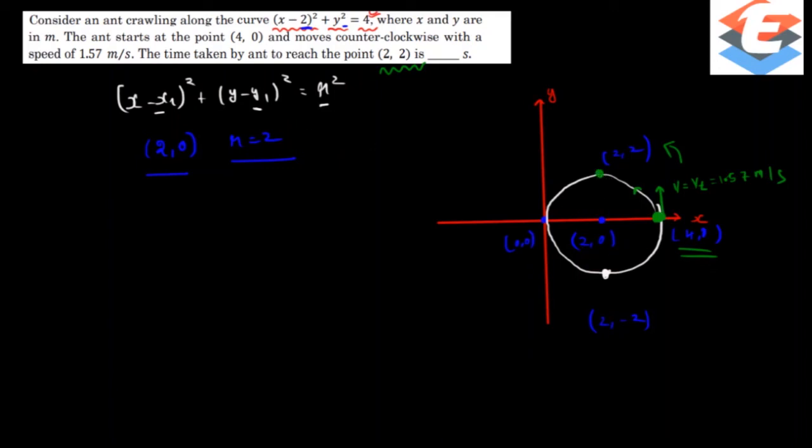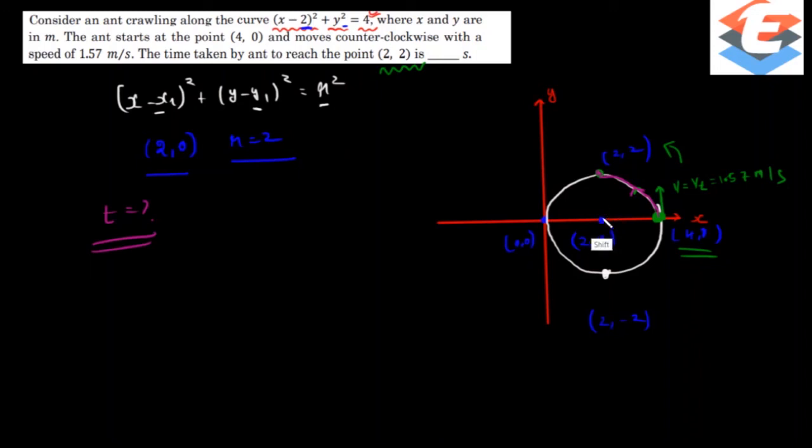The length or the distance it has traveled, I will show you in another color. It started from here, and it is moving along the curve, and it reached here. This is the distance it has covered. Now they are asking us to find out the time taken. How can I do? Simply I can do this problem by using polar coordinates.